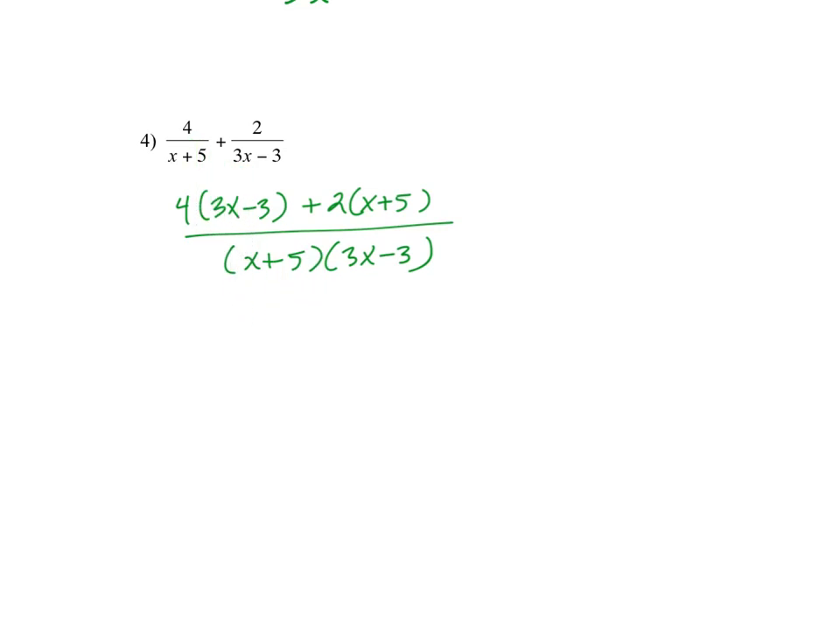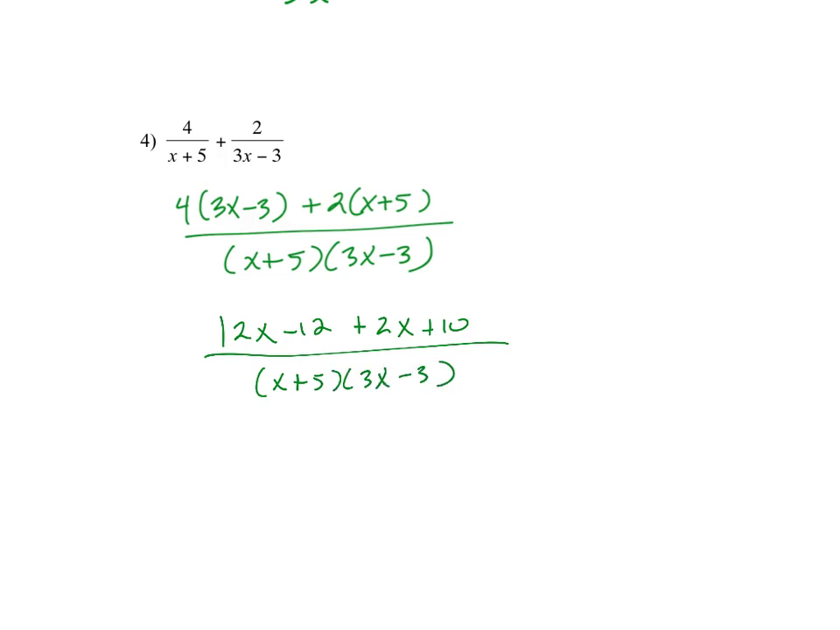A way of seeing it when I don't have any common factor is that I'm like cross multiplying, but not actually. I'm multiplying the first fraction by the denominator of the second one and the second fraction by the denominator of the first one, and then I'm multiplying those two denominators. So I have 12x minus 12 plus 2x plus 10 divided by x plus 5 times 3x minus 3. So I have 14x minus 2 divided by x plus 5 times 3x minus 3. If you want to FOIL it, or we can just keep it right there.